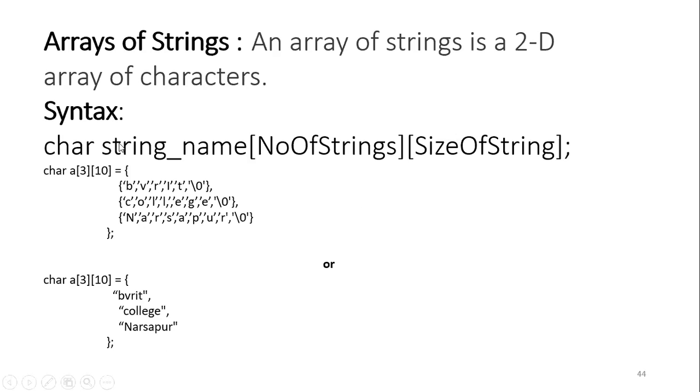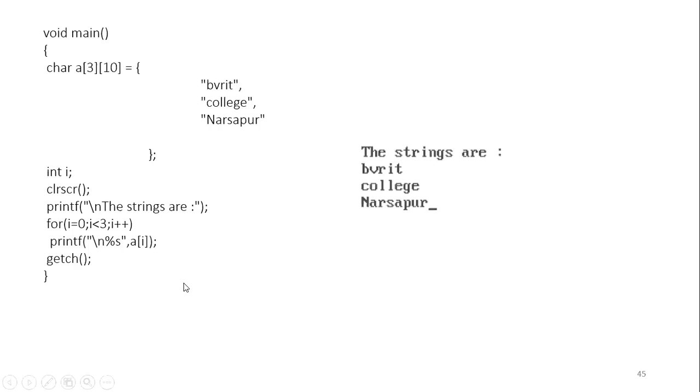The same array of strings is demonstrated with an example. Char A of 3, 10. I initialize it with bvrit, college, Narsapur. bvrit is A of 0, college is A of 1, Narsapur is A of 2. I declare I for traversing the array. The loop is I equal to 0, I less than 3, I plus plus.